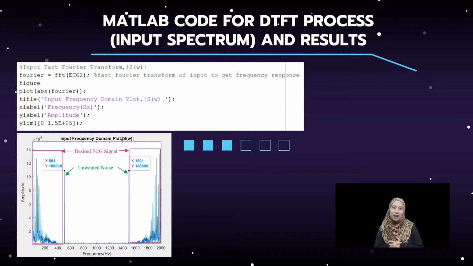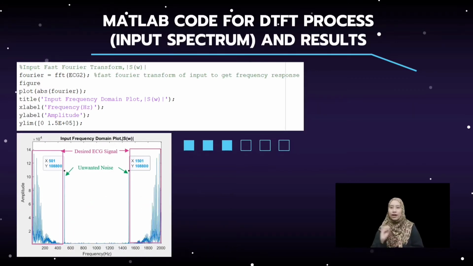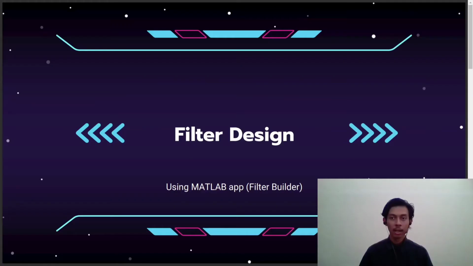The use of FFT ECG2 is required to compute the discrete Fourier transform, DFT, of the ECG2. The signal was plotted using the plot abs Fourier command and it returned the complex magnitude. From the figure, we can see that there are two unwanted signals that appear at 501 Hz and 1.501 kHz. As we can see, these unwanted signals were not able to be detected inside the time domain representation.